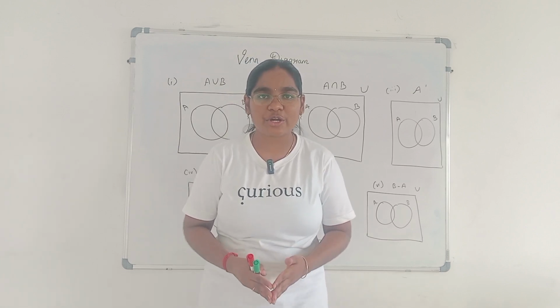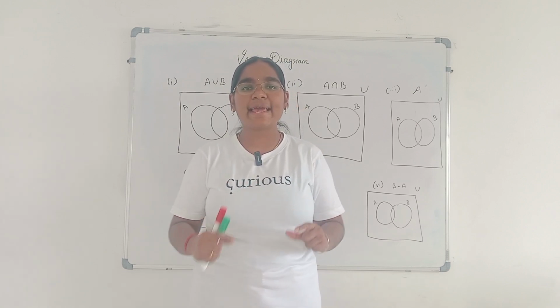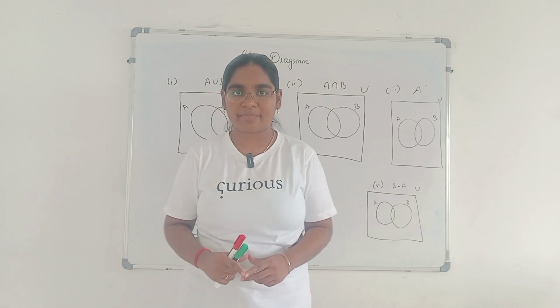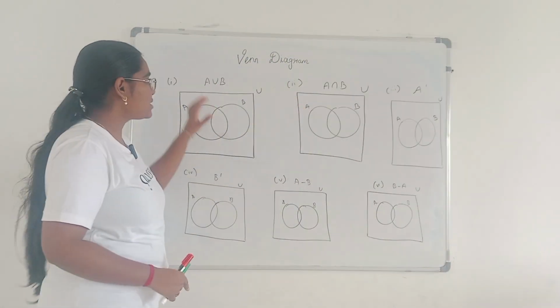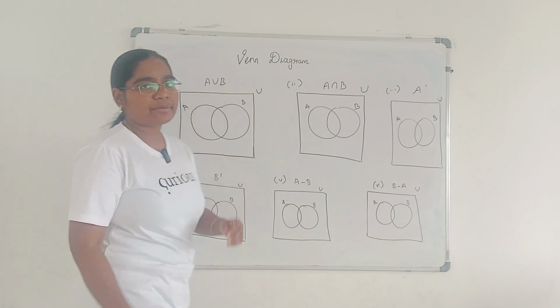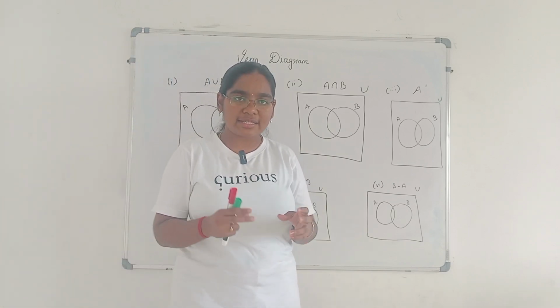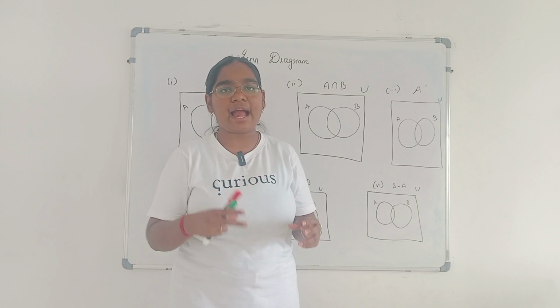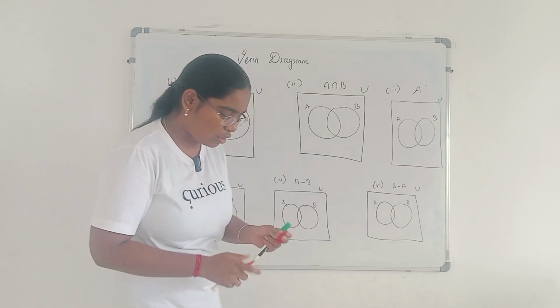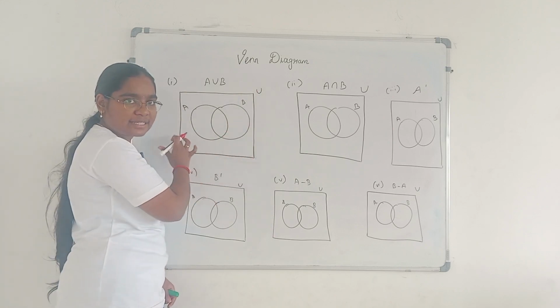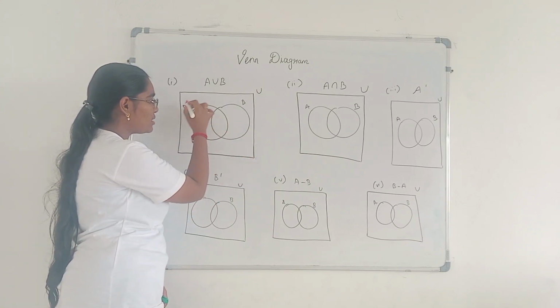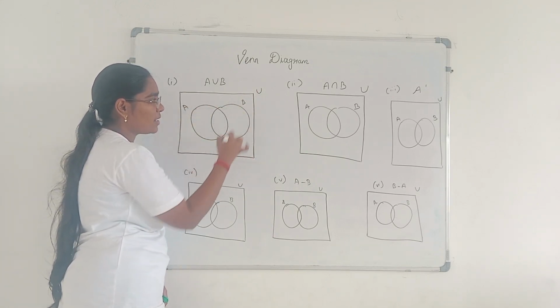In today's class, we are going to learn the concept of Venn diagram representation in set theory. Now let us learn. First, we are going to represent A union B. A union B denotes a combination of the elements in A and in B. Right? So, for representing A union B, this is a universal set, and inside this whole part is A and this whole part is B.